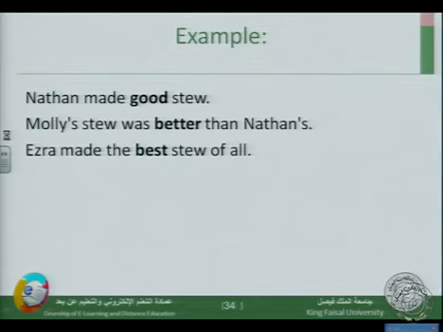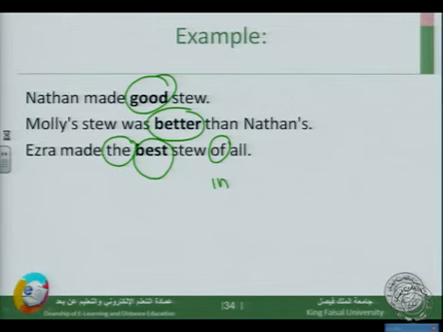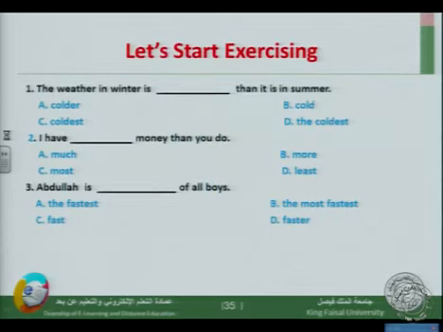Here we have also another example using one of the irregular adjectives. Nathan made good stew. Molly's stew was better than Nathan's. Isra made the best of all. لاحظوا في مسألة good هذه simple adjective, هنا comparative adjective, وهنا superlative form of an adjective. Good, better, best. لاحظوا في مسألة superlative is always preceded by the and followed by either of أو in, وهذا حسب السياق. بينما في comparative it's commonly followed by than.